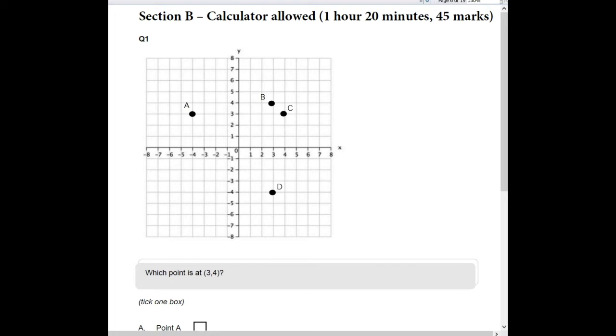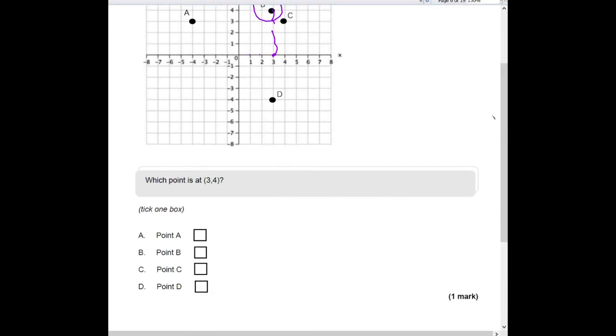Question 1. It gives us a grid with a load of letters on the grid, and it wants us to answer the question, which point is at 3, 4? So in order to do this, we do the x-axis first, so we go 1, 2, 3 along, and then the 4 is how many we go up, 1, 2, 3, 4. So point B is at the coordinates 3, 4. So tick the box for point B, and that's worth 1 mark.